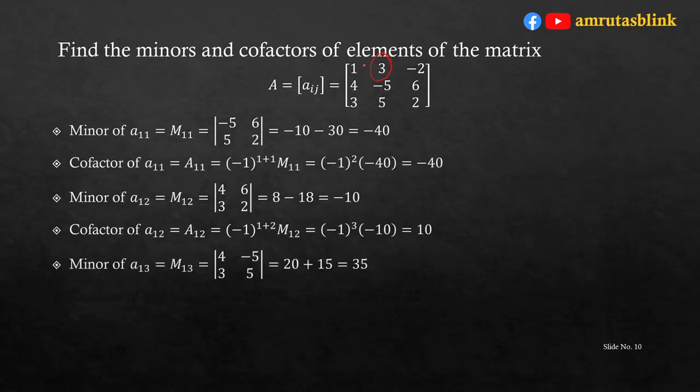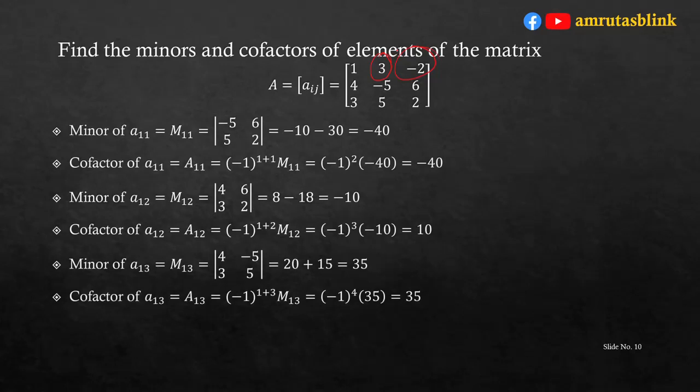Now, we will calculate the minor of the element A13, that is the minor of the element minus 2, is equal to determinant 4, minus 5, 3 and 5. 5 into 4 is 20 minus 3 into minus 5 is plus 15. Hence, 20 plus 15 is equal to 35, and the cofactor of this A13 is equal to minus 1 raised to 1 plus 3 into M13, that is minus 1 raised to 4 into 35, is equal to 35.